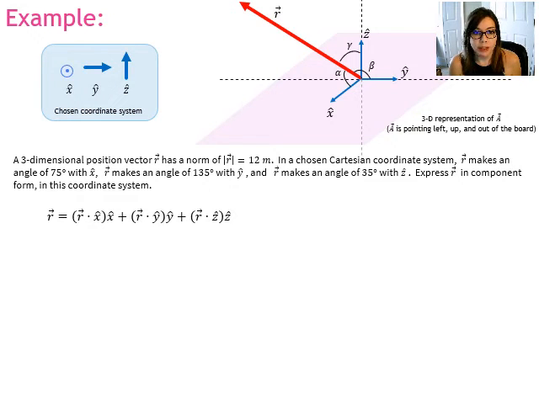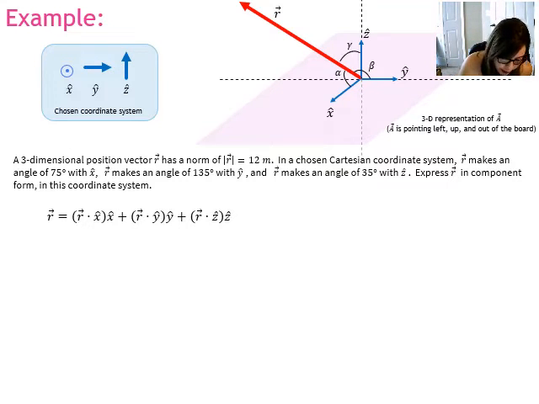Then I have some information here. Vector r has a norm of 12 meters, and in this particular coordinate system, r makes an angle of 75 degrees with x hat, r makes an angle of 135 degrees with y hat, and r makes an angle of 35 degrees with z hat. So let's express r in component form in this coordinate system. I copied down the generic expression of a vector already for you. Now let's keep on going.